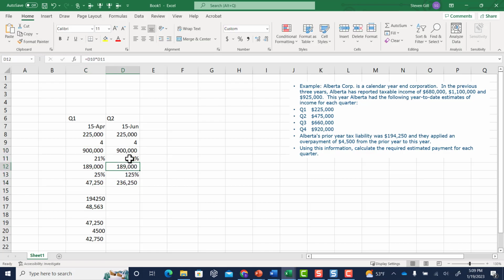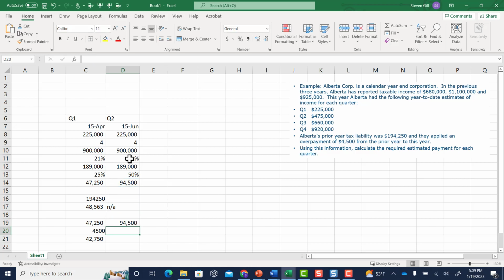We just need a 21% rate. But now, rather than 25%, we're halfway through the year, we actually cumulatively owe 50%. 50% is what we owe. Well, we can just ignore last year because remember, as a large corporation, last year's numbers don't matter. So my required estimated payment is $94,500.